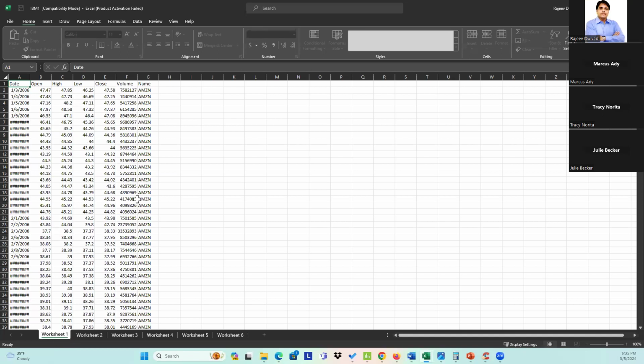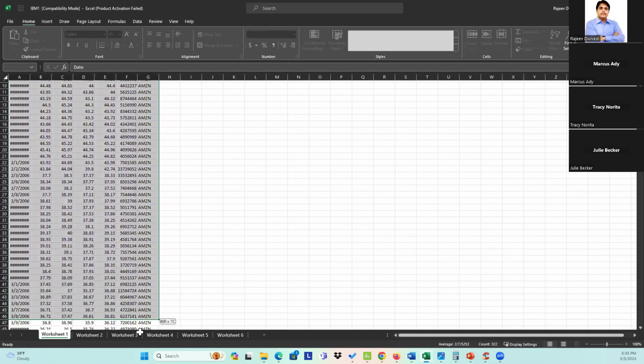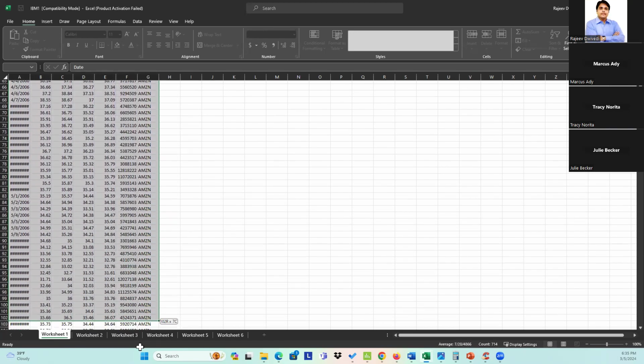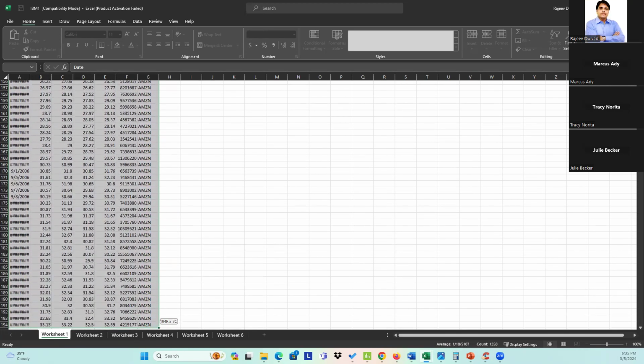Now let's look. This is my old data that I downloaded from Yahoo, and I'm going to import it into Minitab. I'm just copying and pasting. It's about 1800 some points.